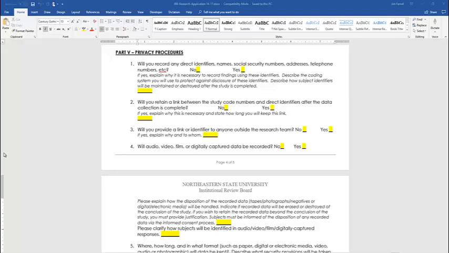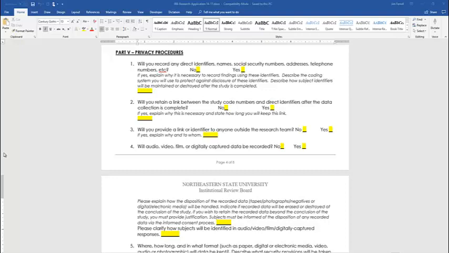Welcome back. So in the last half of the IRB application, what we're going to do is look at privacy procedures, consent forms, and compensation. In part 4 of the application, we saw where the investigators described their study, talked about how they were going to recruit participants and the procedures those participants were going to follow. Part 5 deals with privacy procedures.